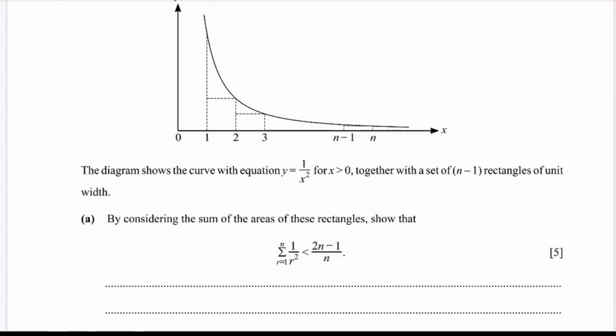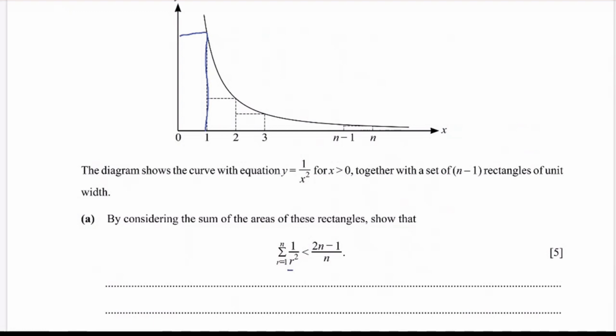Okay, if we look at this series, when we sum from r equals 1 until the end, it is going to give us the area of the rectangles. So when r is equal to 1, it gives us a 1 over 1 squared. So in fact, the rectangle for the 1 over 1 squared should be referring to this rectangle here.